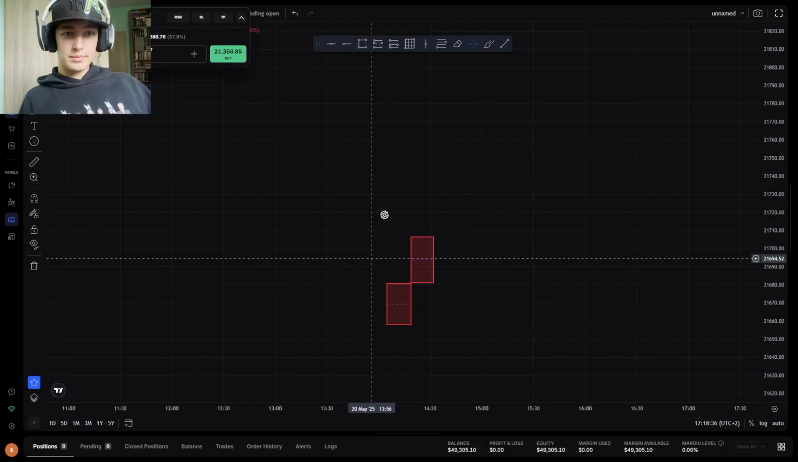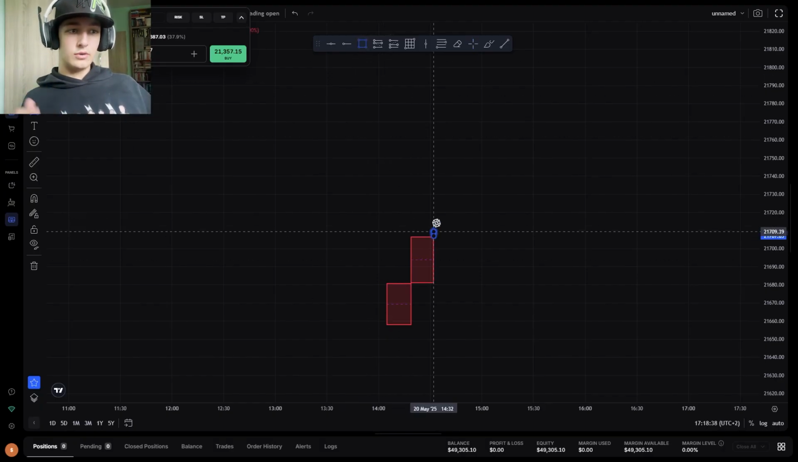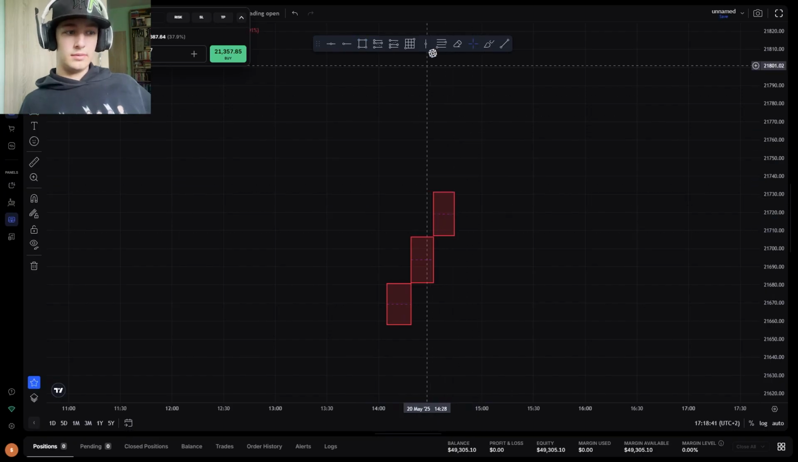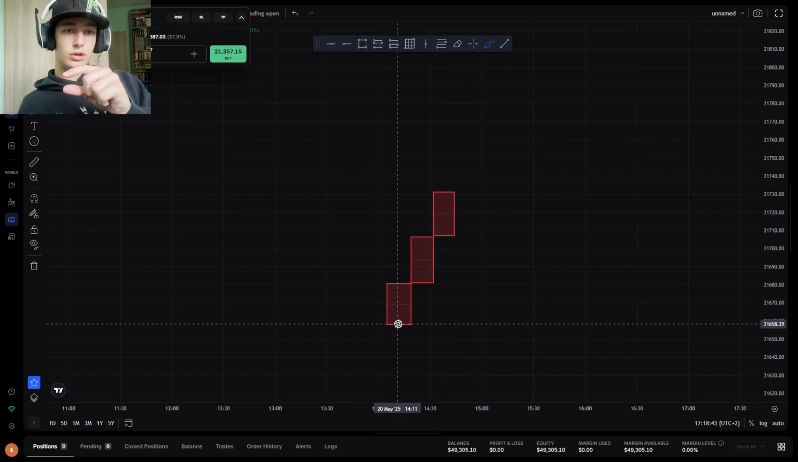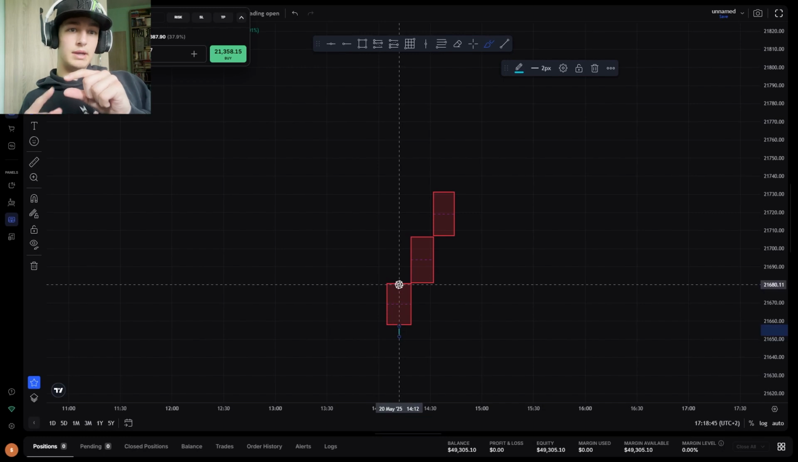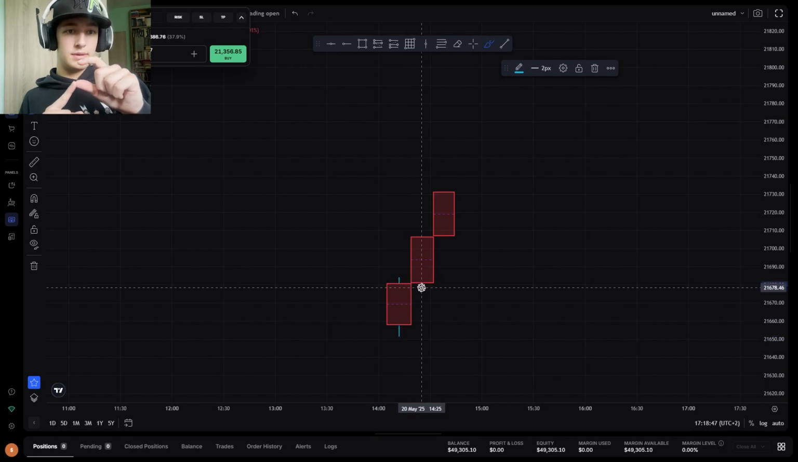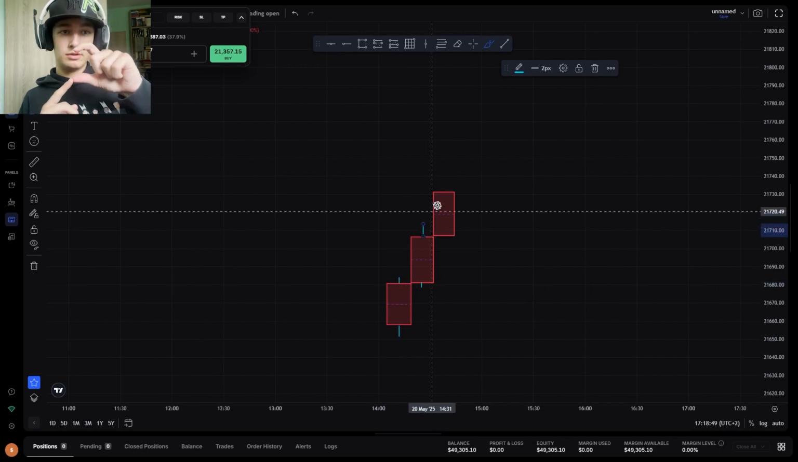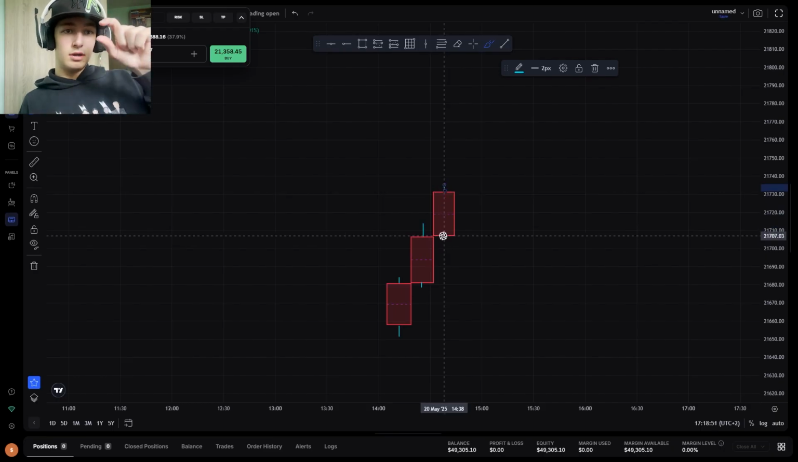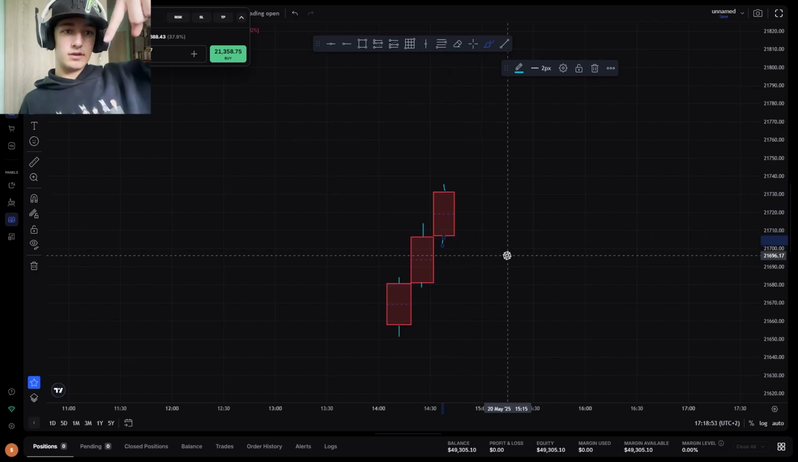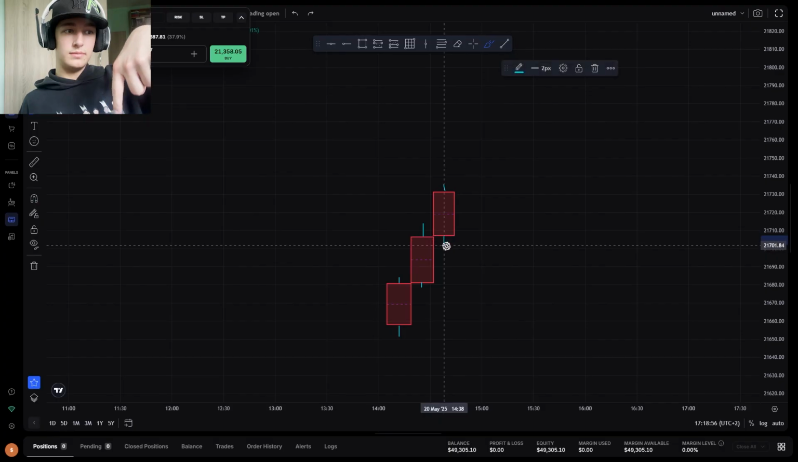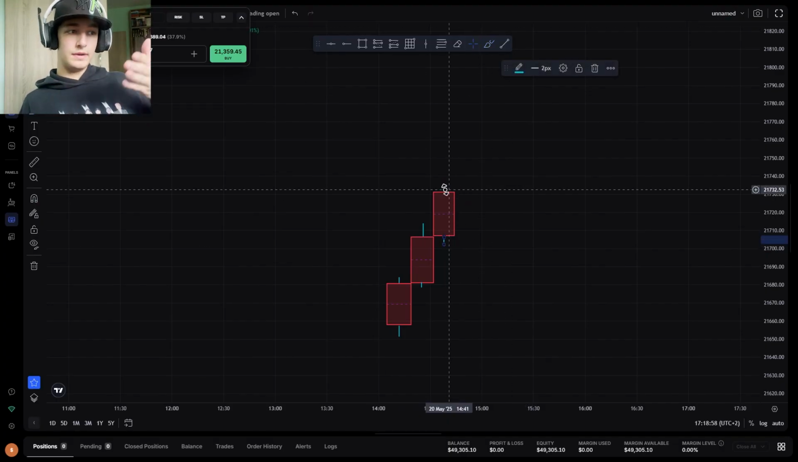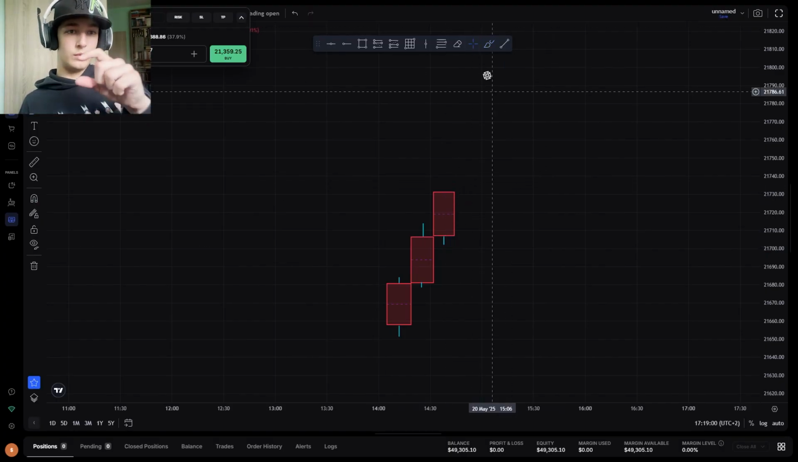A fair value gap is made up of three candles usually. A smaller candle begins the push up, then there's a bigger bullish candle, and then there's a smaller candle at the top which doesn't retrace back into the range of the second candle, so the wick of it does not interfere with the second candle.